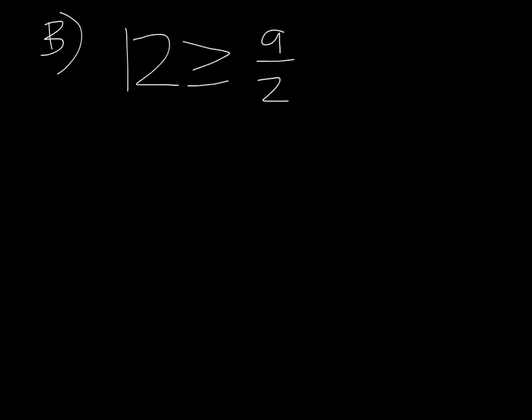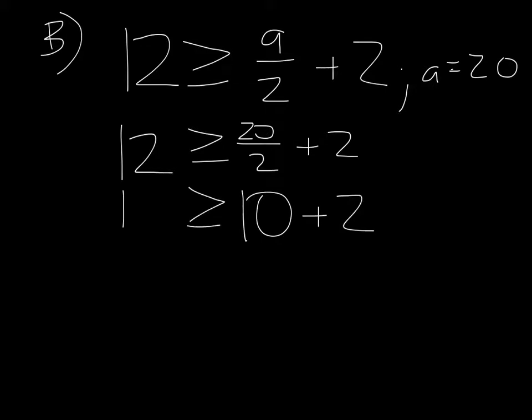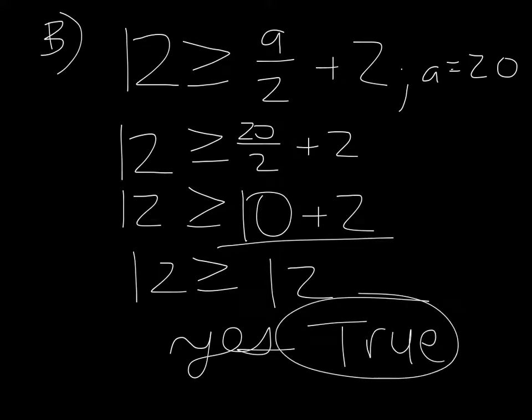Here, B has 12 greater than or equal to A over 2 plus 2, and then it tells you that A equals 20. So plug in the 20 and see if this is true or false. 12 greater than or equal to 20 over 2 plus 2. 20 over 2 is 10. 20 divided by 2, 10. Write everything else down. 10 plus 2 is 12. Is 12 greater than or equal to 12? The answer is yes, so this is true. And that is example 3B. Let's go to example 4.